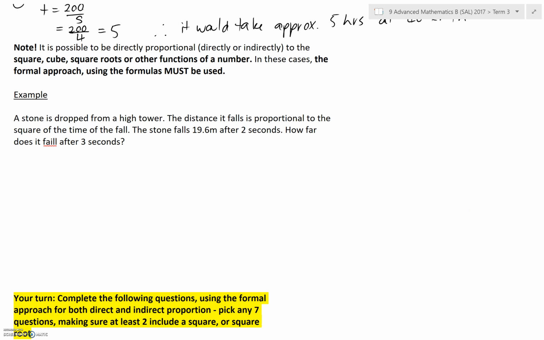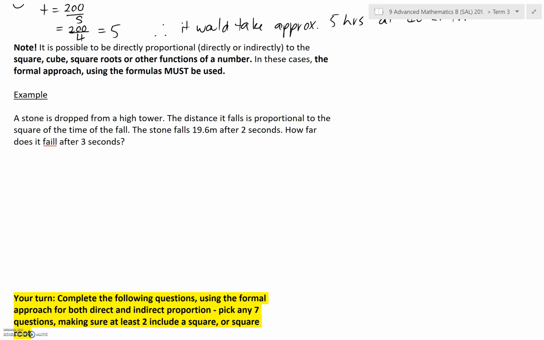It is possible to be directly or indirectly proportional to values such as a square, a cube, a square root, or any other function of a number. Any of that is just a number with an extra function attached to it. So when you've got that situation, you must use this formal approach, using the formulas I showed you, to be able to solve it. You can't use it in a simple way like we did for the first couple of lessons. You must use this more formal approach. Let's have a go at this question.